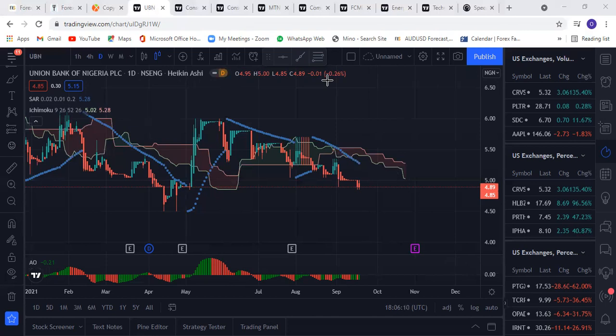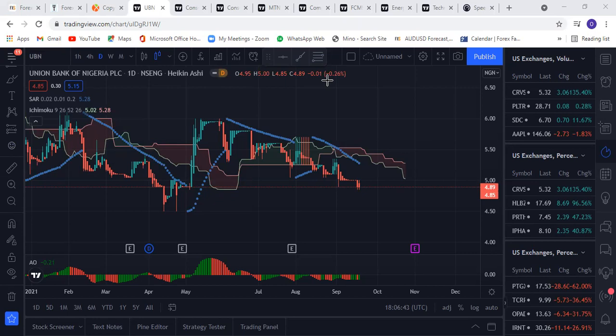Without wasting much time, let's just go straight to what we have for today. Sorry about last week. I was not able to hold the class because I was busy in church preparing for the service. But today, by God's grace, we look at what the chart is saying concerning the Nigerian stock market. And what I want us to look at today is different entry strategies in the market.